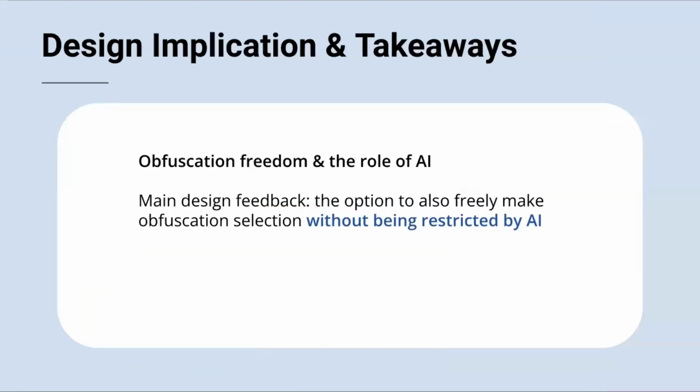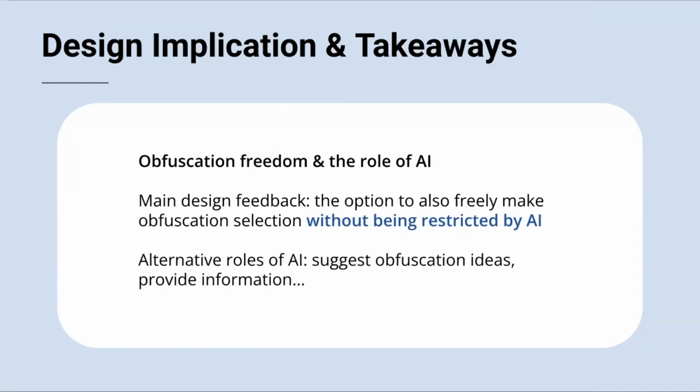While participants generally appreciated the level of user control, a main design feedback from them was the option to freely make obfuscation selection without being restricted by AI, especially given the likely inaccuracies and because privacy is contextual. Future tool design should consider the role of AI in accessible obfuscation support beyond an implementation aiding role that makes all decisions for users, but also alternative roles such as those that only suggest obfuscation ideas and provide information as needed.